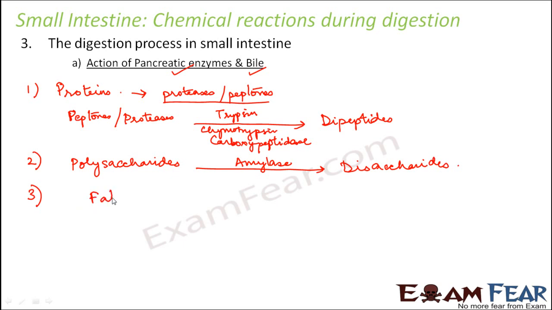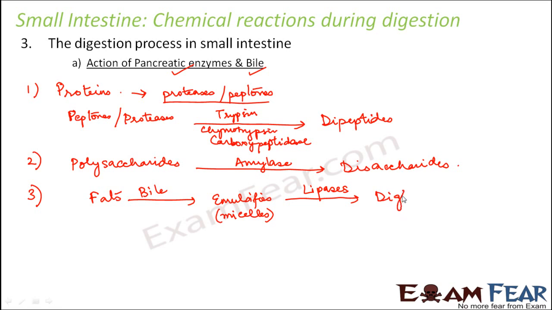Then come the fats. Fats have big globular structures, so somebody needs to break those big globular structures before their digestion can actually take place. The emulsification of fat is done by bile. It emulsifies the fats and converts them into smaller structures known as micelles. These smaller structures of fats are then acted upon by enzymes called lipases and diglycerides are formed. If you see, these are all quite simple when compared to the initial complex structures.